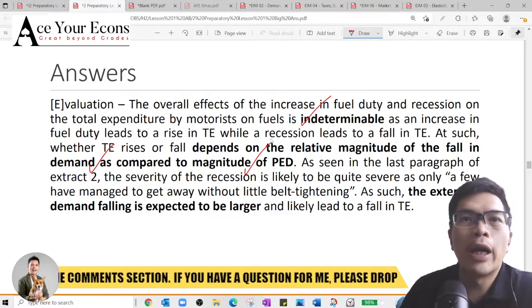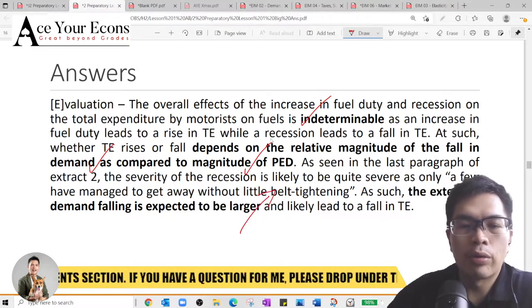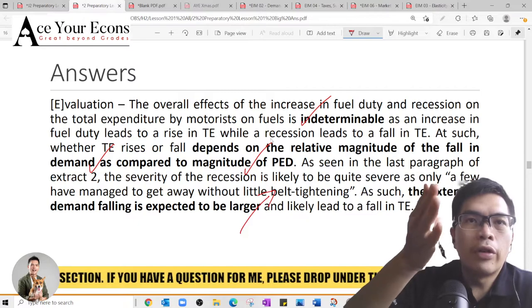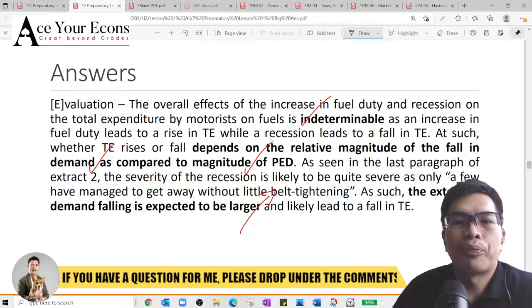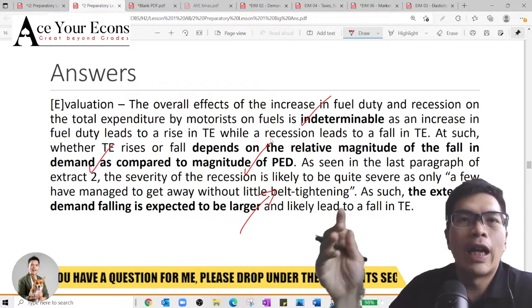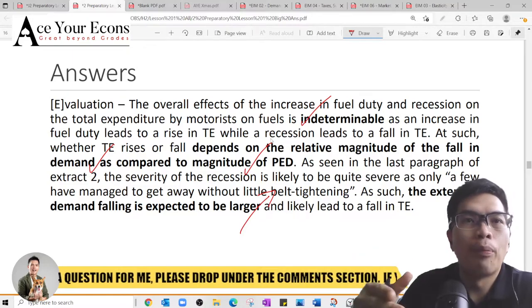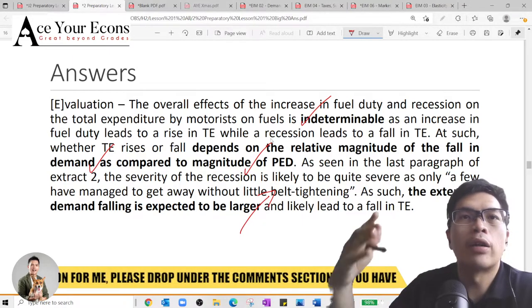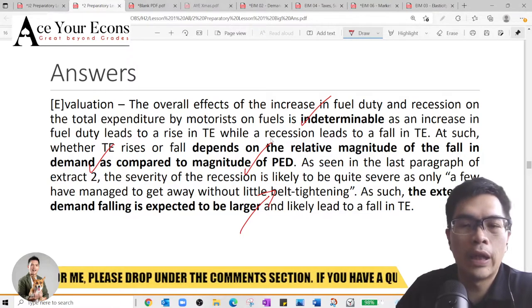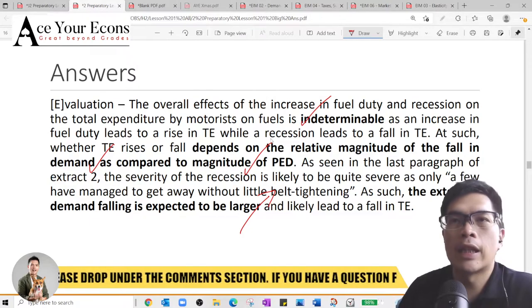So just now we have weighed out a few variations. You can actually see here, this is another way to tie up. If you were to know that the severity of the recession is quite huge, for instance, it may have a lasting impact on demand, and demand is going to fall more, as compared to an increase in your consumer spending due to PED being inelastic. So this is how you want to justify, citing a key assumption.